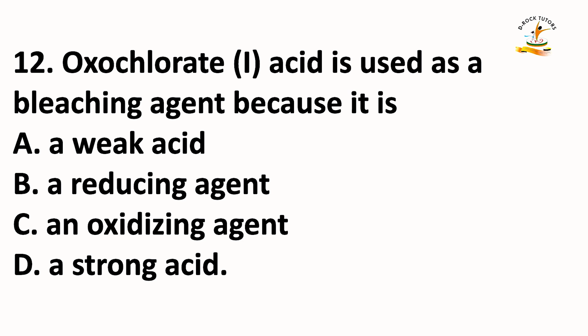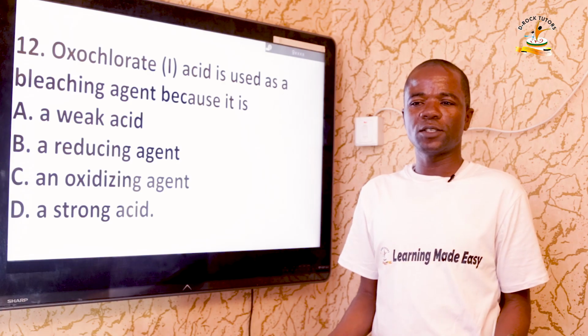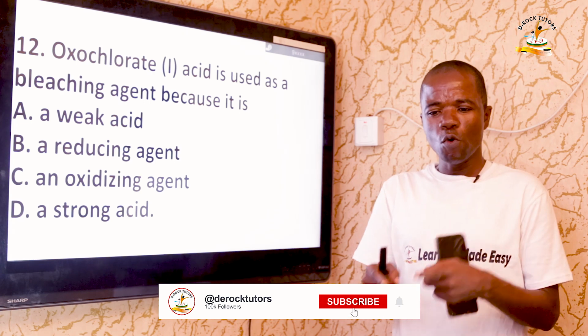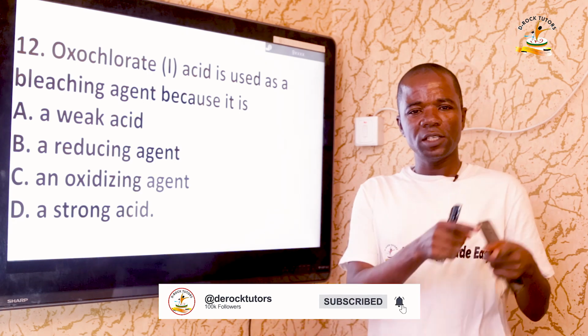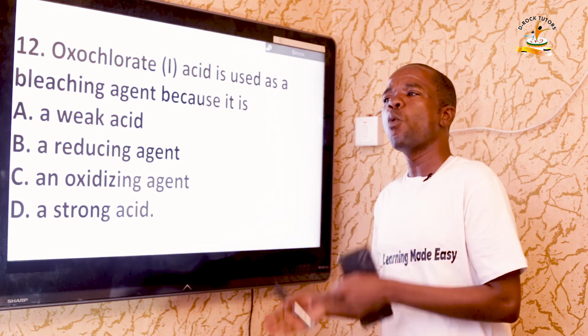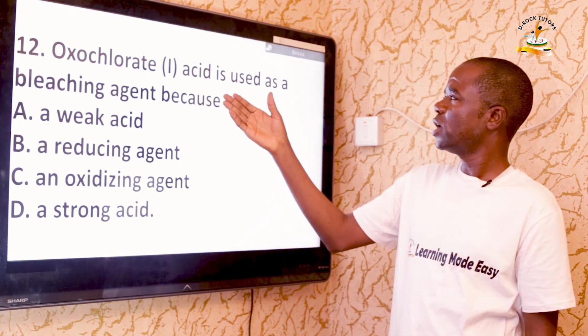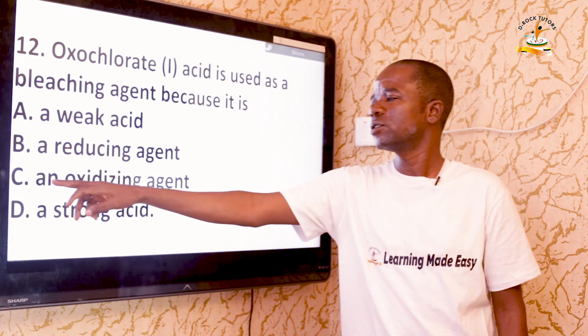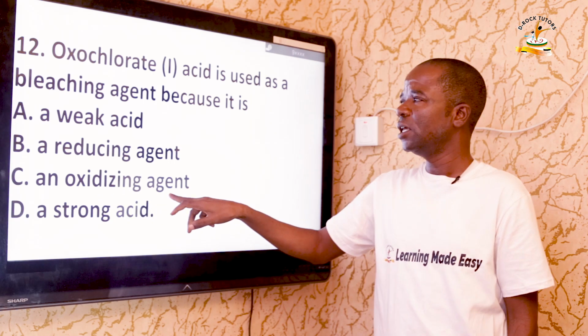Okay, number 12. Oxochlorate(I) acid is used as a bleaching agent because it is... first things first, what is oxochlorate(I) acid? Oxochlorate(I) acid is also called hypochlorous acid, HOCl or HClO. At times, it's also called chlorine water. So oxochlorate(I) acid is used as a bleaching agent because it is, option C, an oxidizing agent.